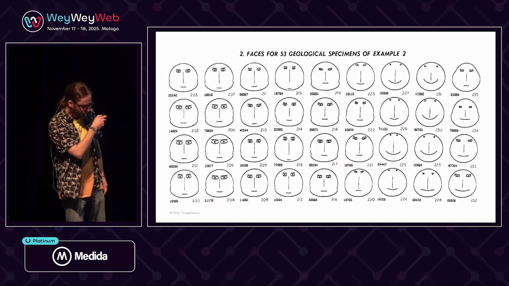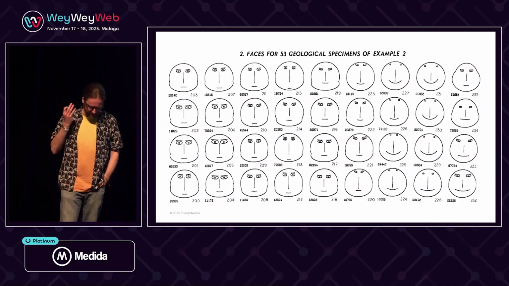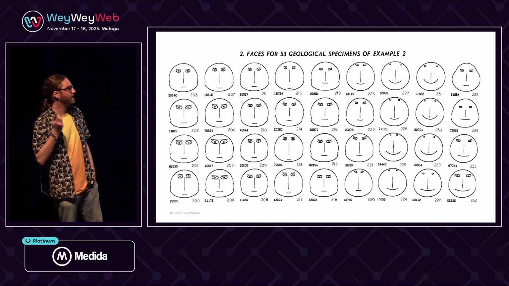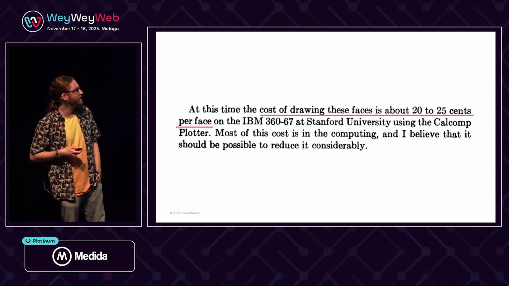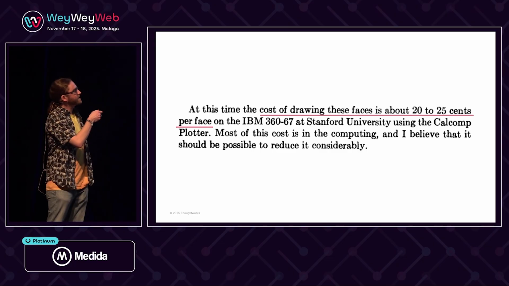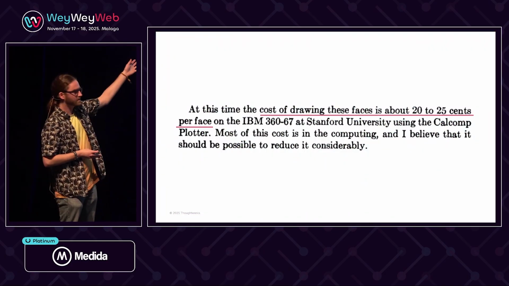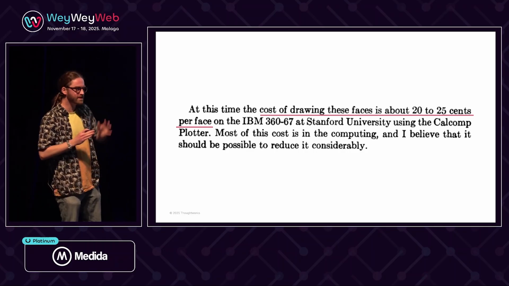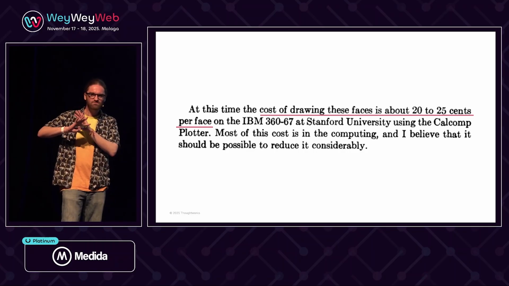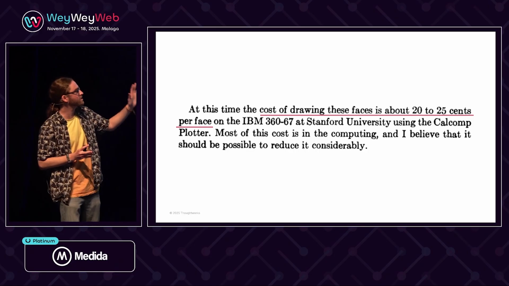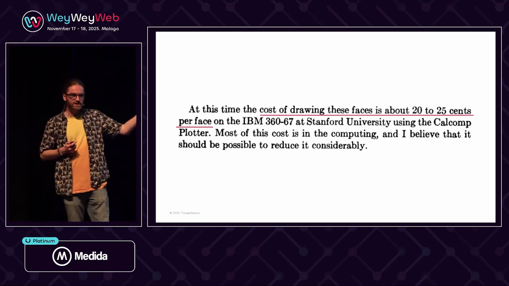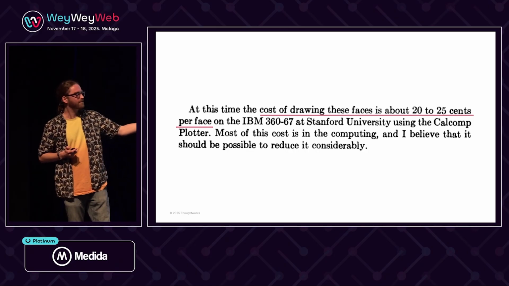And when I was reading the original Chernoff face paper, I stumbled across something quite interesting. In 1973, when this was done, the cost of drawing the faces was about 20 to 25 cents per face. Now, since then, computers have gotten at least twice as fast. So I think we could probably do better than this, right?